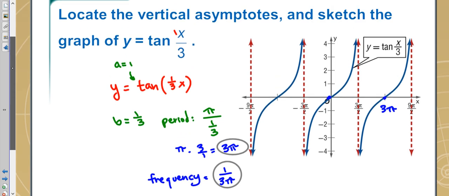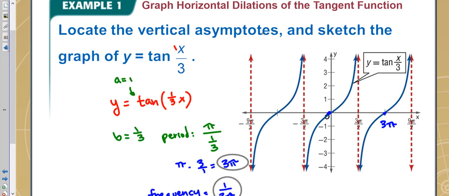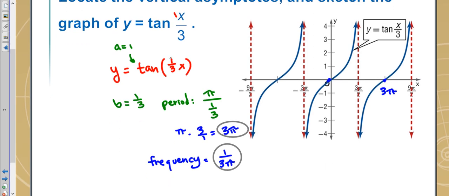Let me make sure I didn't miss anything else. It says locate the vertical asymptotes and sketch the graph. Okay, so vertical asymptotes. We have to find out when we have 0 in the denominator. All right, so 1/3 tangent x is the same thing. Again, tangent is like sine over cosine. So you're looking at when cosine would be equal to 0.